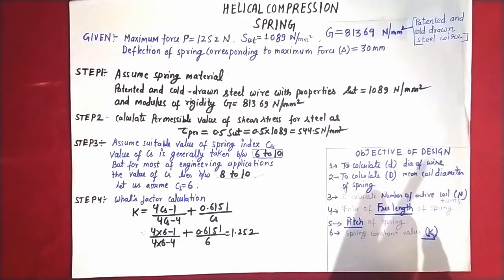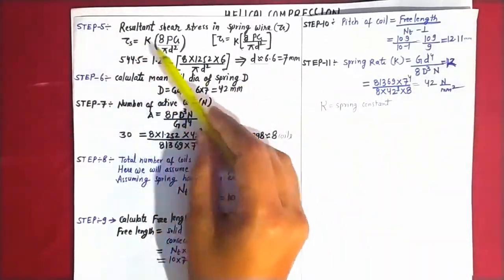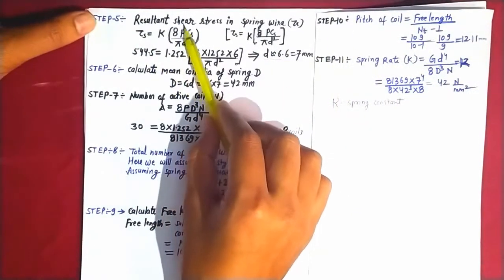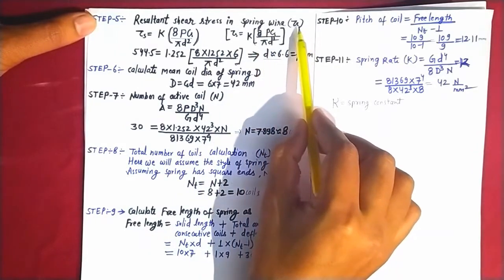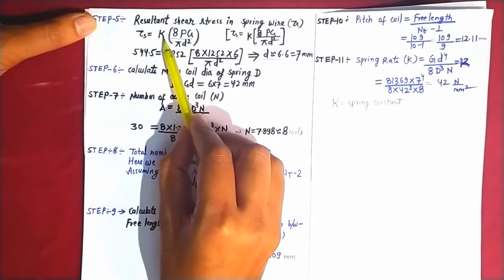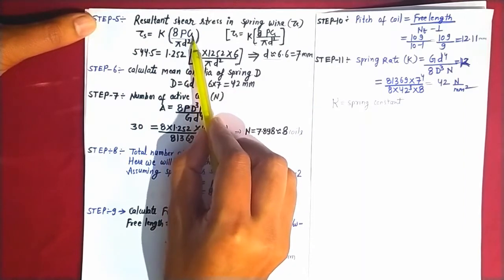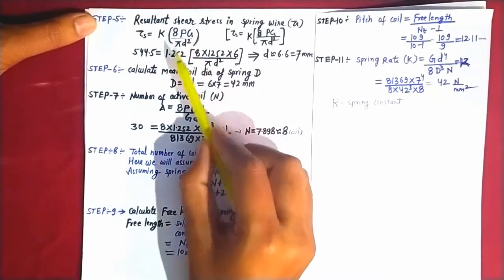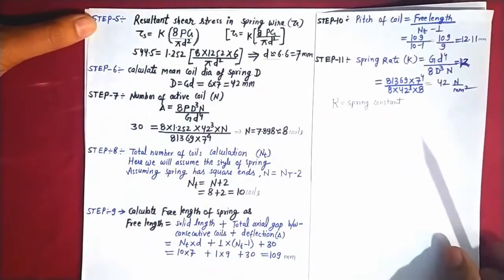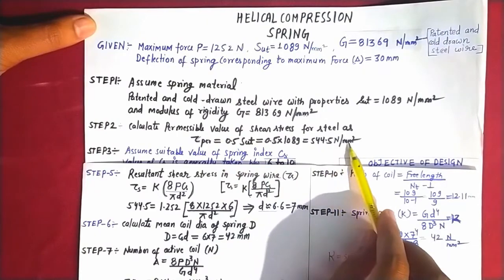Now the next step we have to look at. In the next step, using this Wahl's factor and the resultant shear stress equation for the spring wire case, we have to calculate the diameter of the spring wire. So the resultant shear stress in case of spring wire, denoted by tau s, is given using this formula, where tau s is equal to K, where K is the Wahl's factor, times 8P, where P is the maximum force acting on the spring, and Cs is the spring index, divided by pi d square, where d is the diameter of the spring wire. We all know the value of tau s from step number 2. We have already calculated the value of tau permissible in step number 2 as 544.5 Newton per mm square.